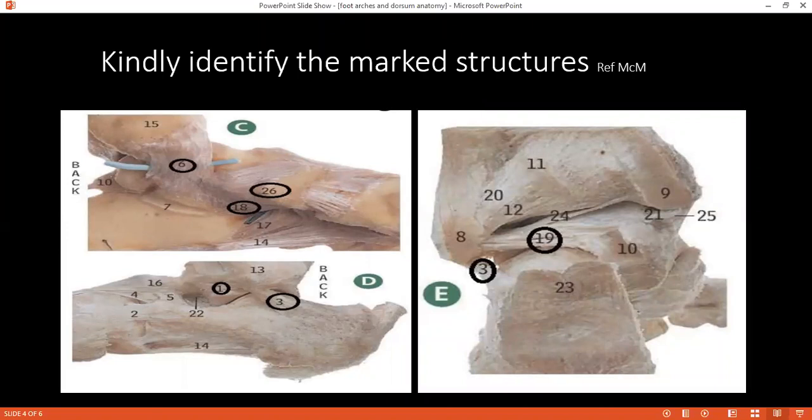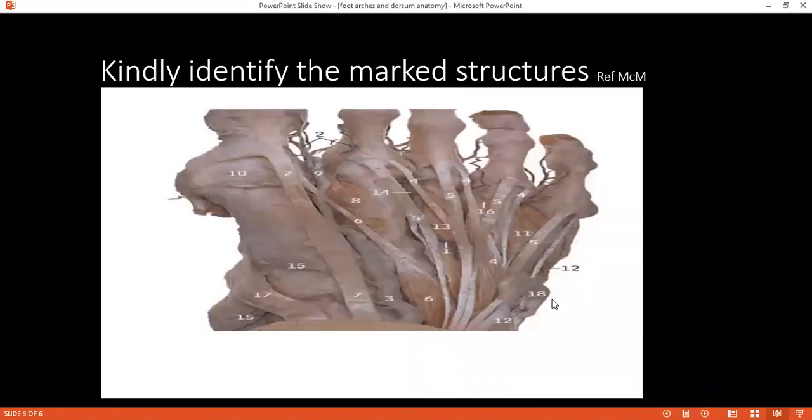Okay. Good. One last question, maybe we can ask if you can identify what you're looking at. What kind of image is this? The tendons. A foot, dorsum of the foot. Maybe you can identify number 7. Extensor hallucis longus. Okay. And 6, please.